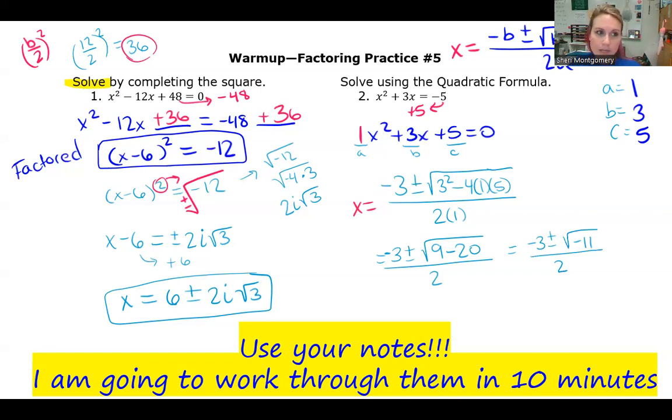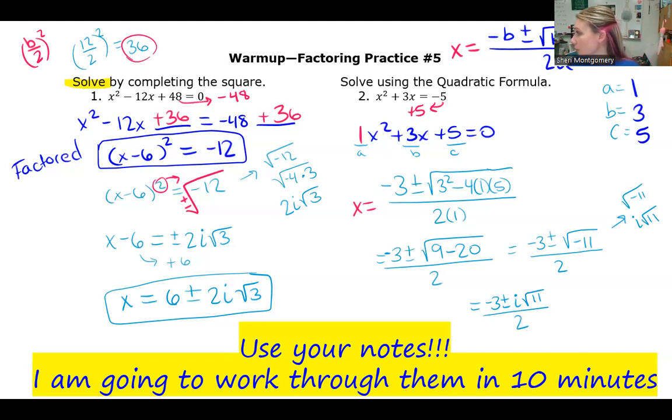And so this is kind of off to the side. Square root of negative 11. To pull out that negative, what is the square root of a negative number? I. So it becomes I square root of positive 11. So we'll pull that out and we'll make sure it's an I. Okay, so I'm going to write it again. Negative 3 plus or minus, and then I pulled the I out so that the 11 is positive, all over 2.